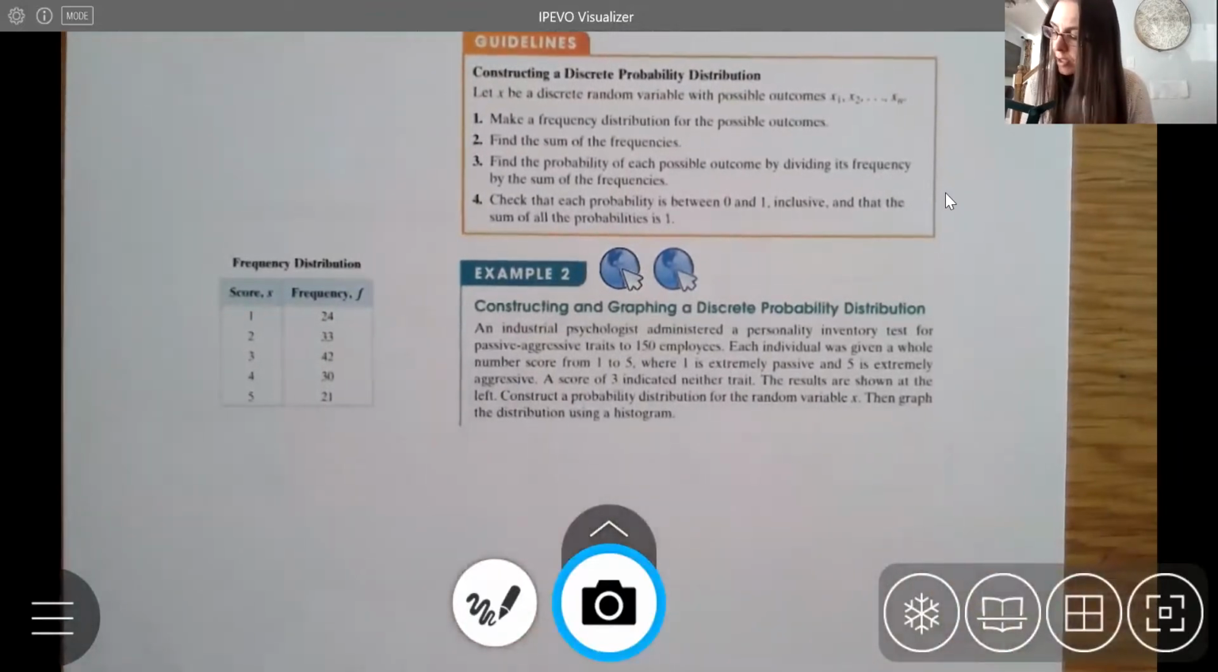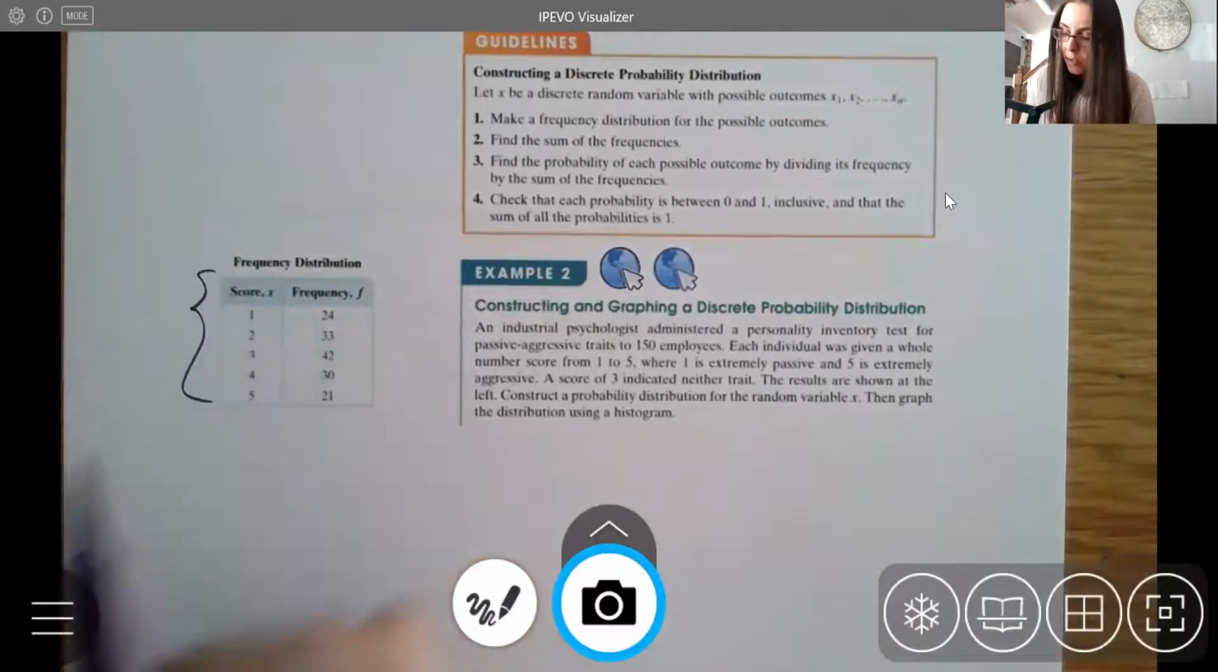And it says the following. An industrial psychologist administered a personality inventory test for passive-aggressive traits to 150 employees. Each individual was given a whole number score from 1 to 5. 1 was considered extremely passive, and 5 was considered extremely aggressive. A score of 3 indicated neither trait. So if you earned a 3, then you were neither in the passive category or in the aggressive category. You're still kind of neutral. And the results are shown in the table on the left.